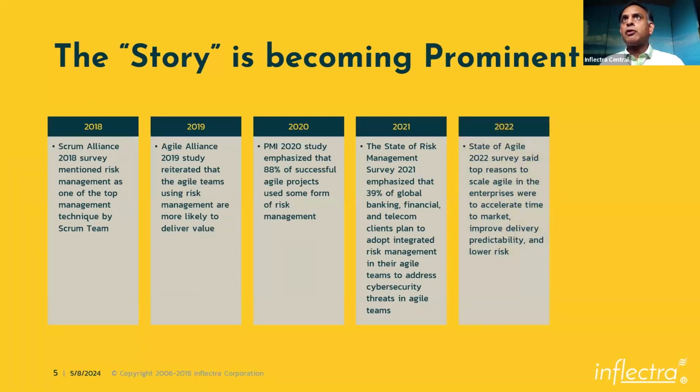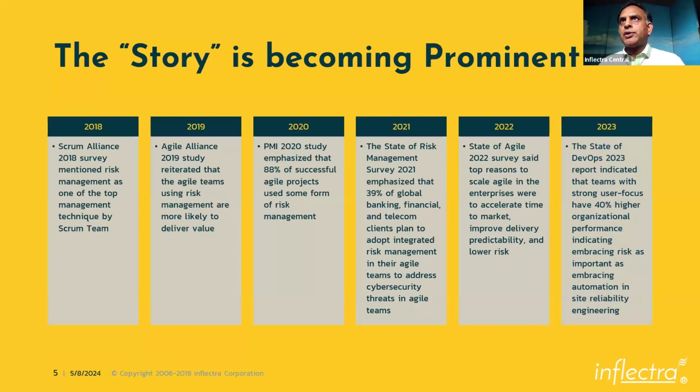And in 2022, the State of Agile survey reasoned that in order for people to scale Agile, one of the important criteria is not necessarily to accelerate time to market and improve delivery predictability, but also to lower the risk. And in 2023, the State of DevOps 2023 survey indicated that 40% higher organizational performance comes when people embrace risks as part of their automation, site reliability engineering, which is SRE, and those kinds of thought processes. So the thought process of incorporating risk is constantly present. Now we are trying to re-emphasize that, in multiple studies, in multiple organizations, repeatedly emphasizing: make sure you bring risk management thought processes here.